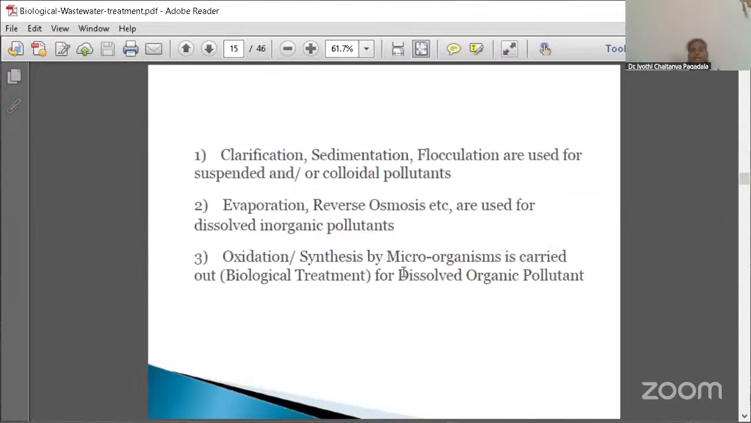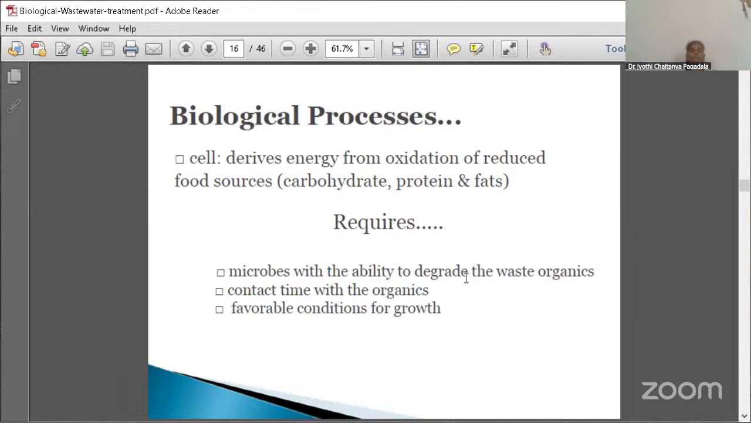Here are the methods of treatment, as we just discussed. Clarification, sedimentation, and flocculation are used for suspended and colloidal pollutants. Evaporation and reverse osmosis are used for dissolved inorganic pollutants. Oxidation and synthesis by microorganisms is carried out by biological treatment for dissolved organic pollutants. What does the biological process require?